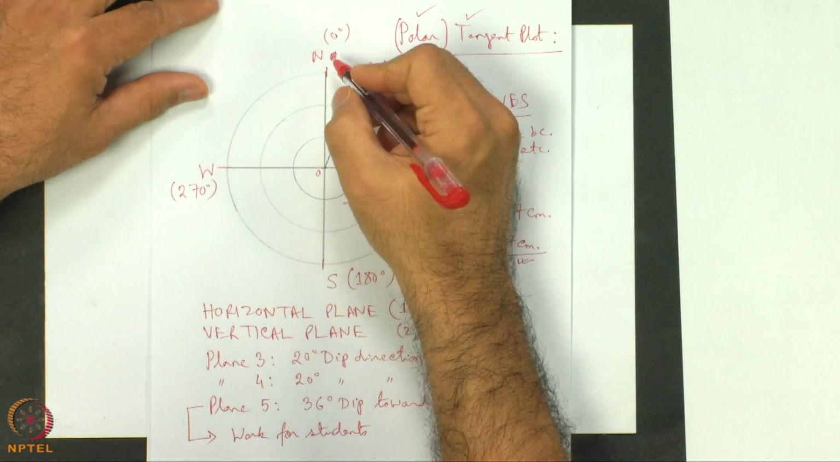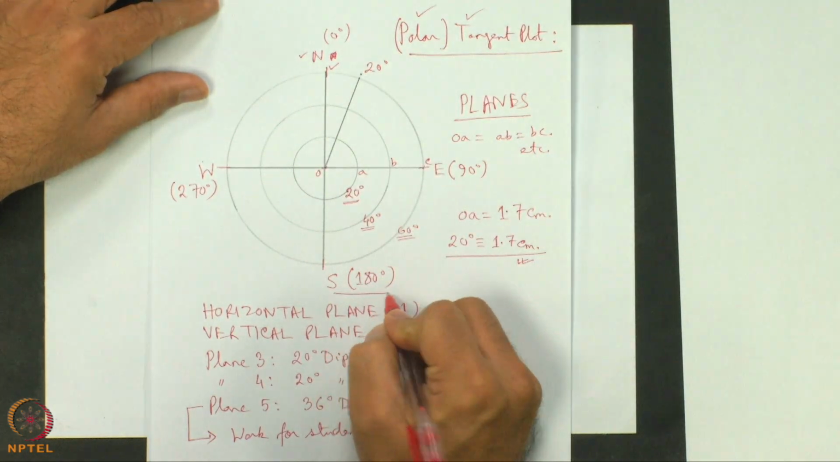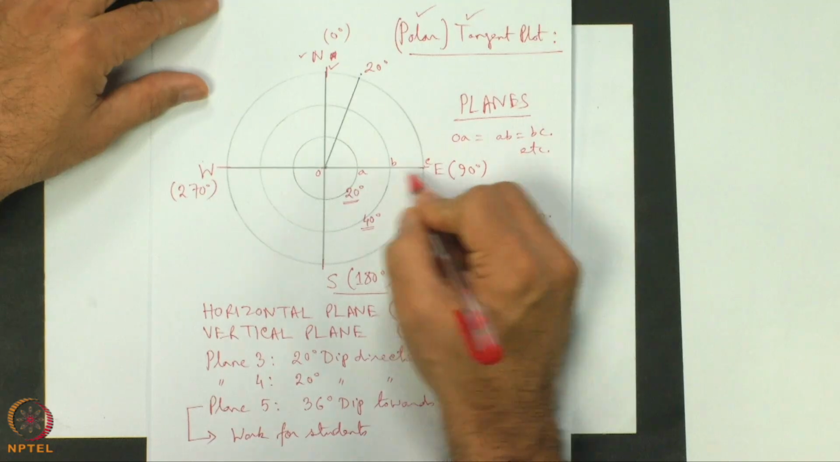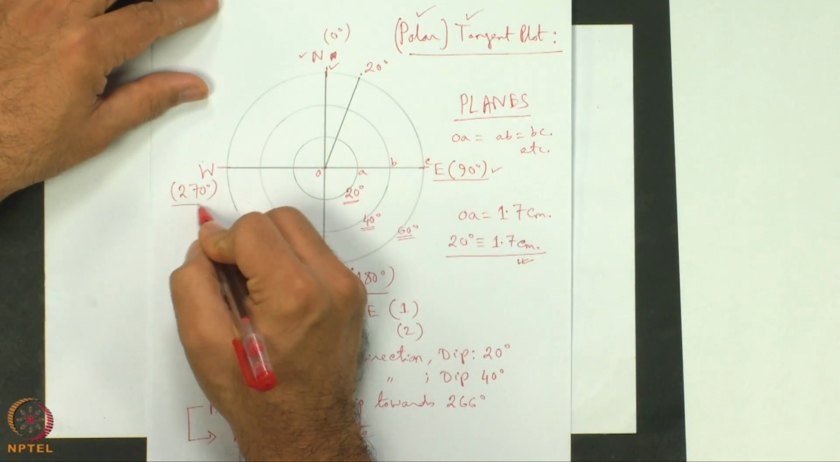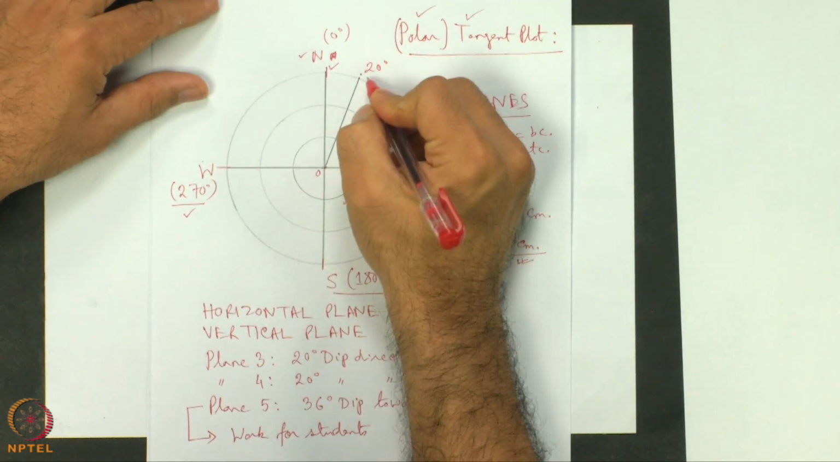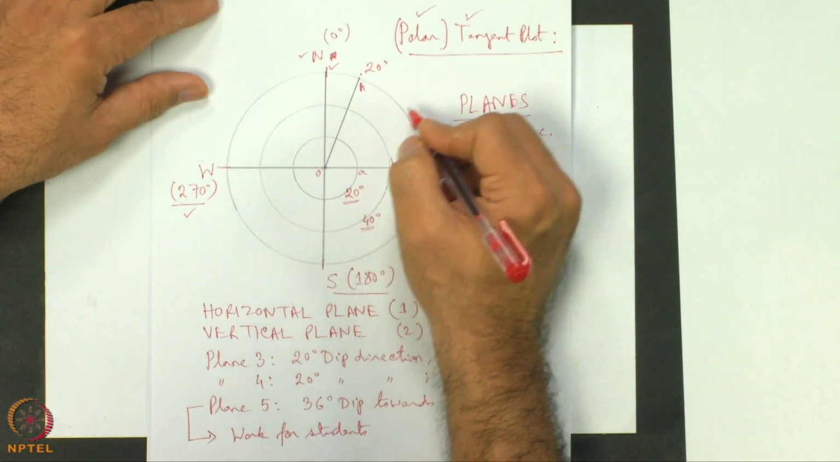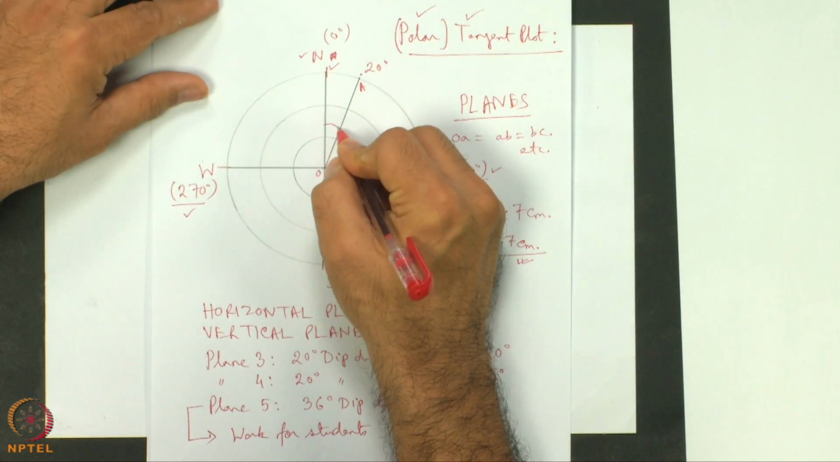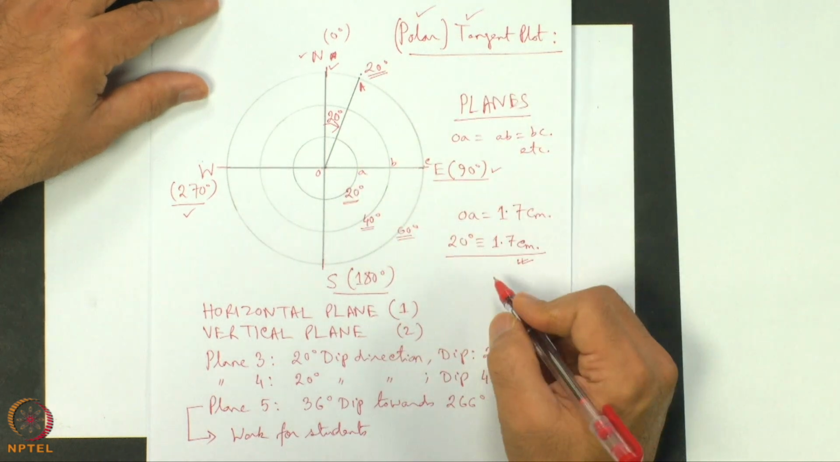Now, we draw 2 perpendicular lines, designate one as north 0 degree, the opposite direction is south 180 degree, and the perpendicular line east 90 degree and west 270 degree. To explain things further, I have drawn a line capital OA in a manner that this angle is 20 degree, that is why I have written here 20 degree.